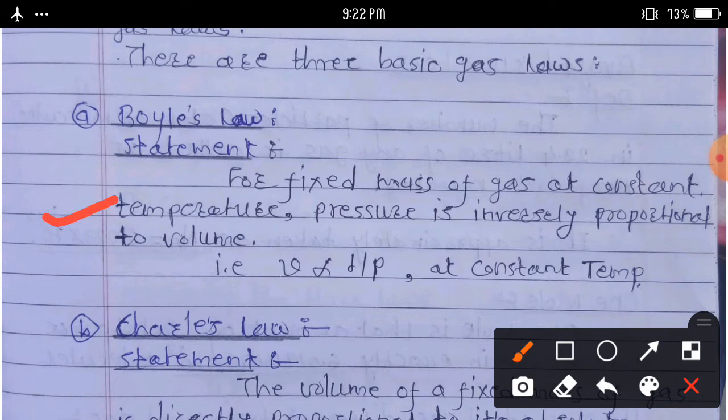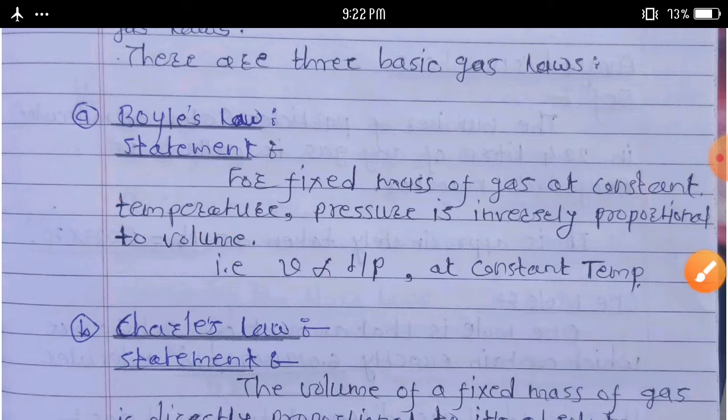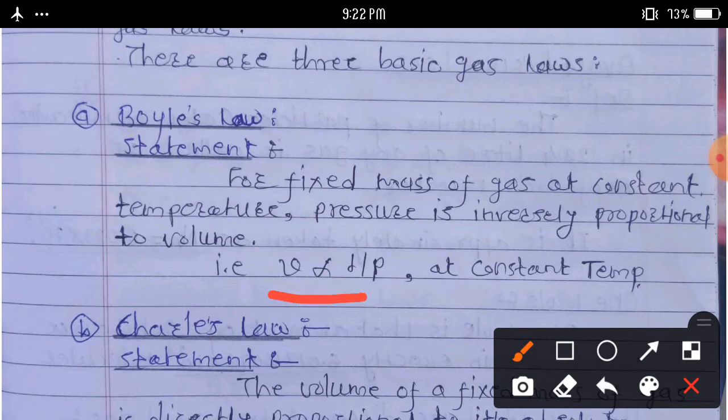Statement: for a fixed mass of a gas at constant temperature, pressure is inversely proportional to the volume. That is, we can write V inversely proportional to P at constant temperature. This law is called Boyle's law.